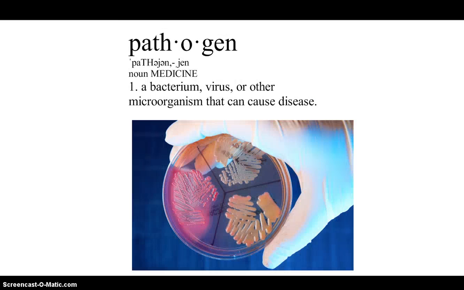So first, let's talk about what does make us sick. The first thing is to talk about a pathogen. A pathogen is just a bacterium, a virus, or other microorganism that can cause disease. So think back anytime that you've been sick, the cause of that has been a pathogen. It's a very broad term that we use for things that can make us sick.